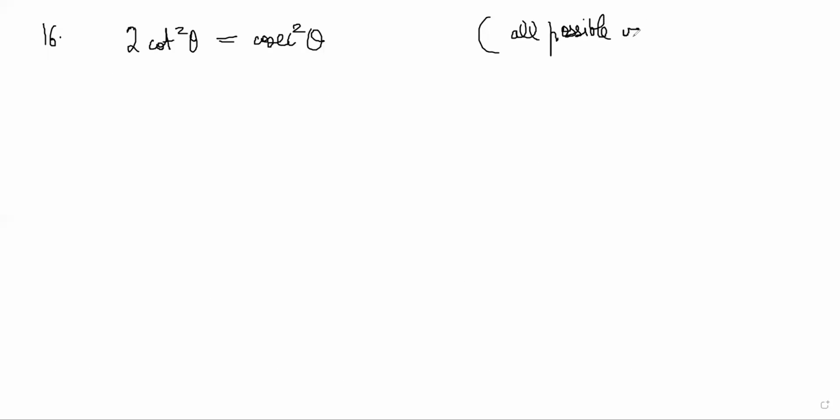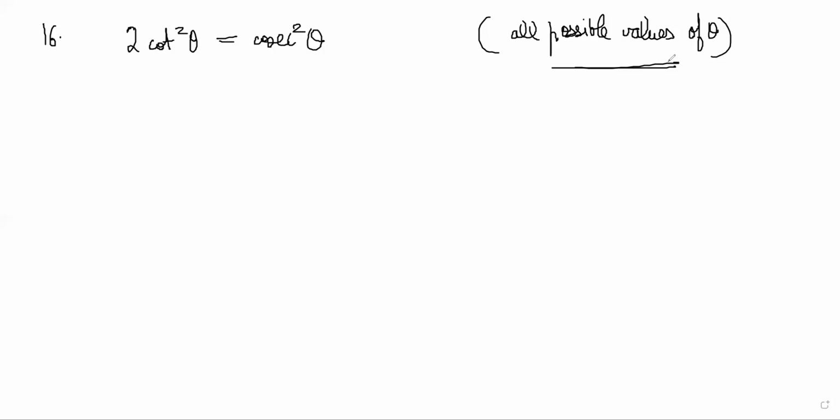Let's look at some more examples. Okay, the next one that I want to look at is the 16th one. 16th one is saying 2 cot square theta is equal to cosec square theta. And what do I have to find? I have to find all possible values of theta. This is an equation in theta, okay? All possible values of theta we have to find here.